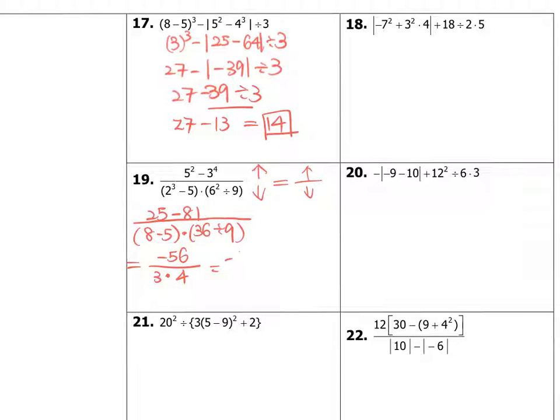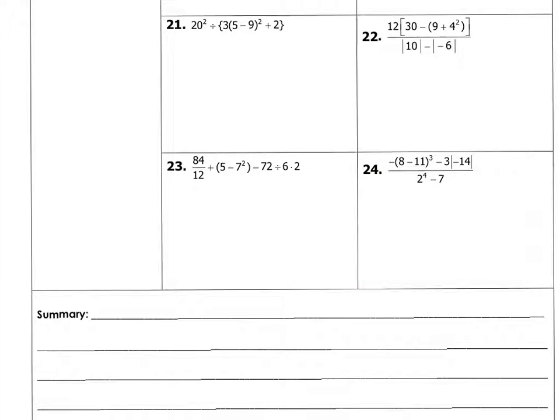So now if I do negative 56 divided by 12, I end up having negative 14 over 3. So you can leave it here, or you can convert this into a complex fraction like that, or you can say this is approximately 4.67. I will take that. Any of these answers would be good. Okay, so finish the number 18, 20 on this page, and then let's look at number 21.